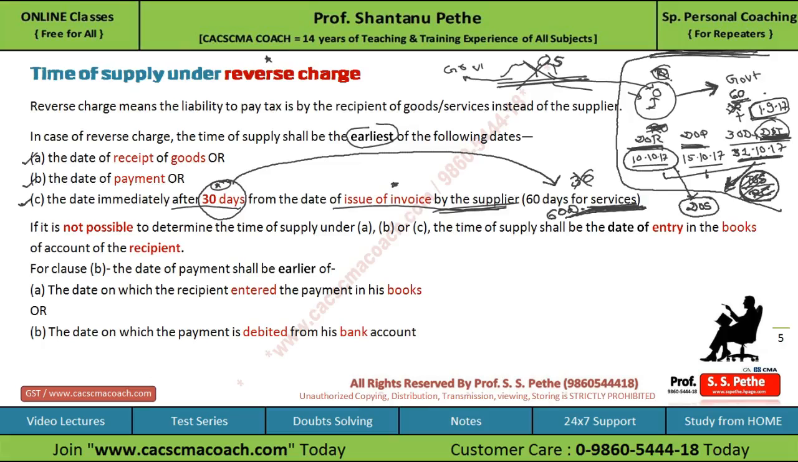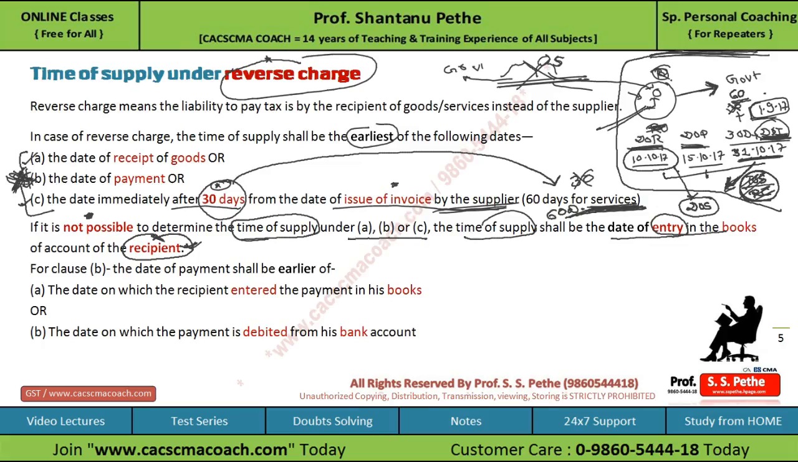Now let's get back to the main provision under the reverse charge. It says that when it is not possible to determine the time of supply from these three, that is A, B, C are not available, or whatever may be the case, if you are not able to calculate or find out the date from A, B, C above, then the time of supply shall be the date of entry in the books of account of the recipient. याद रखना, date of entry in the books of accounts of the recipient and not the books of account of the supplier, because it's the case of reverse charge.